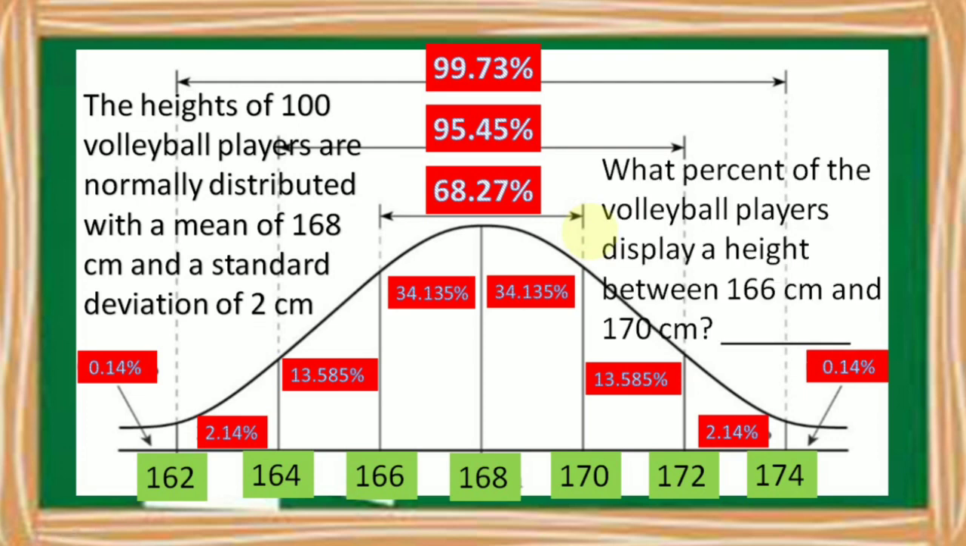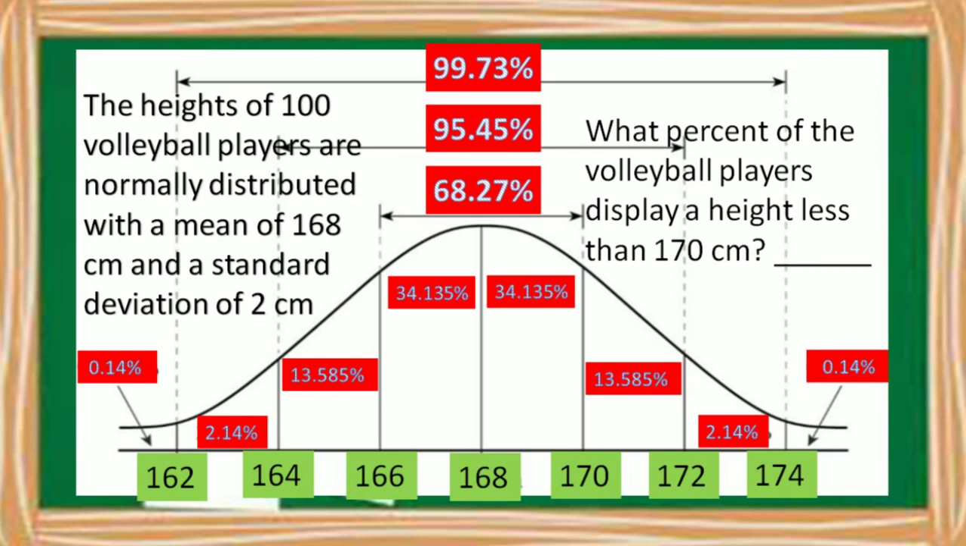Now, let us answer some of the questions that can be raised from our given situation. Say, what percent of the volleyball players display a height between 166 centimeters and 170 centimeters? From 166 to 170 centimeters, the corresponding percentage is 68.27%. We're just going to add 34.135% and 34.135%, so the sum is 68.27%. Next, what percent of the volleyball players display a height between 170 centimeters and 172 centimeters? From 170 to 172 centimeters, the corresponding percentage is 13.585%.